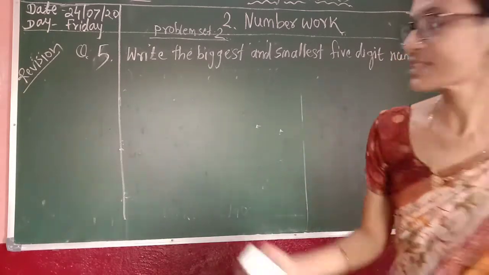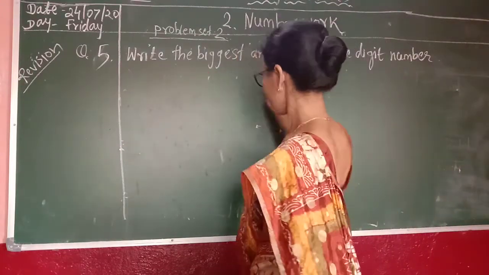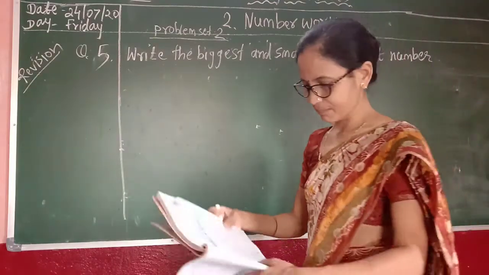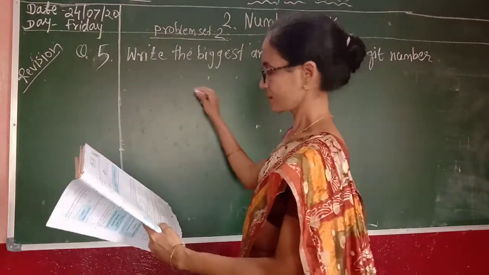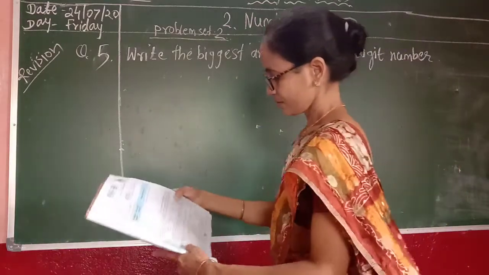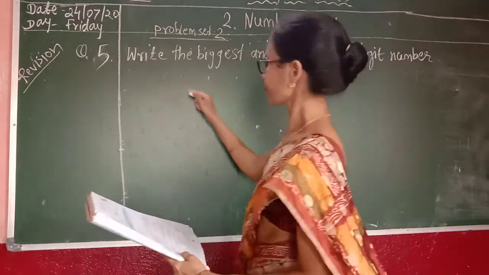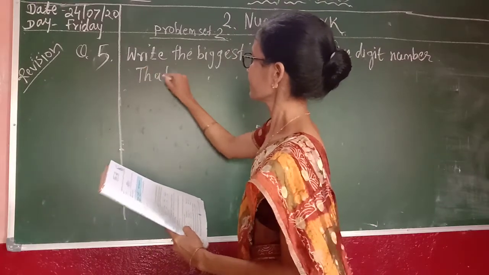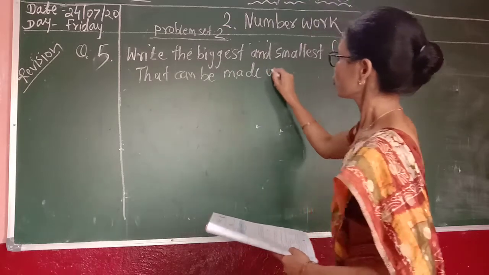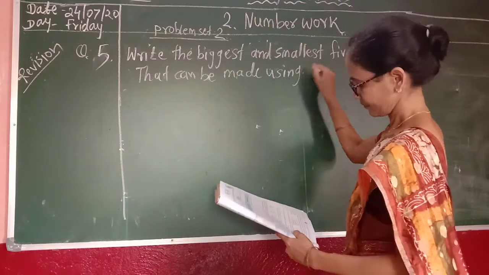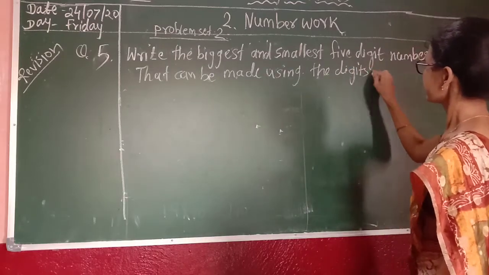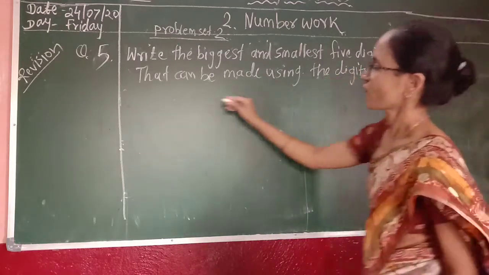You are clear now? What does digit mean? 1 digit number, 2 digit number, 3 digit number. Now here some 1 digit numbers are given. Write the biggest and smallest 5 digit number that can be made using the digits. Which digits are there?